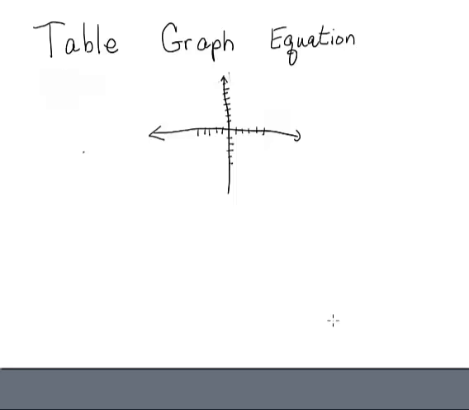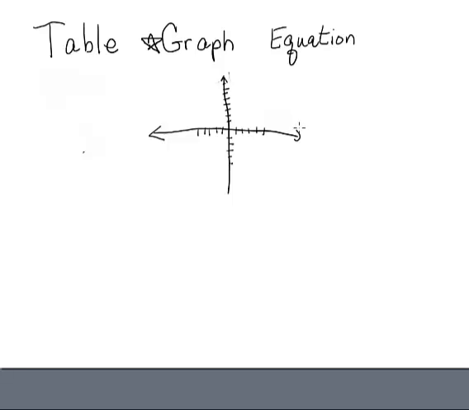Today we're covering Chapter 2, Section 2.1, and we're going to talk about ways to display data. The first way is we could make a table. We could also take information and make a graph, and we can take information and make an equation. But today we're going to concentrate on making a graph.